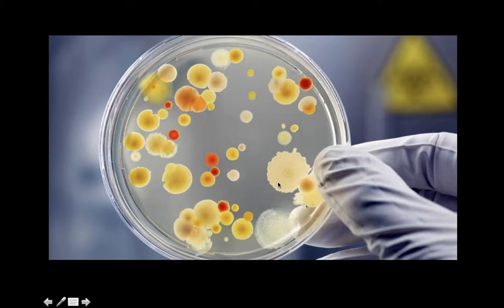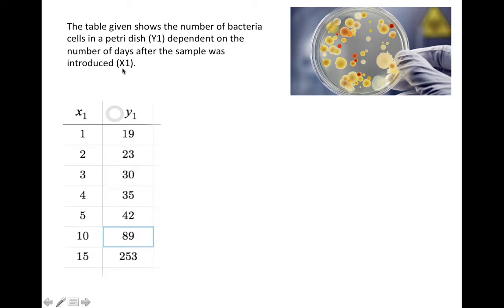So we're going to look at the idea of bacterial growth in a Petri dish. And here is your data. All right, this is on the back of your worksheet. This shows the number of bacteria cells in a Petri dish, which is represented with the y variable, dependent on the number of days after the sample was introduced. So this is the number of days after the first sample was introduced to this Petri dish, and then it grew and grew and grew. So let's see what we can do with that.